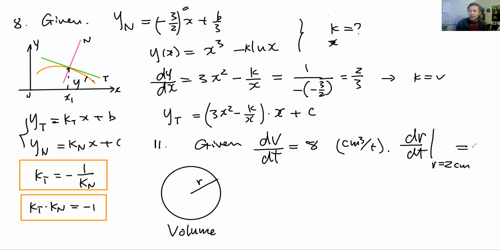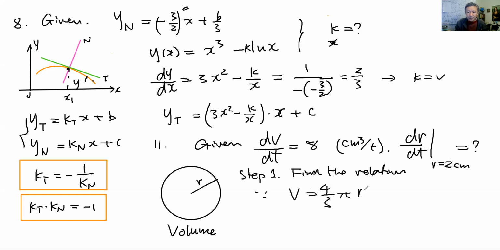I showed you the problem yesterday. It's similar to that. First, you find a relation. So step one is to find the dependence or relation between r and V. So V equals 4 over 3 pi r cubed. That will give you the formula.